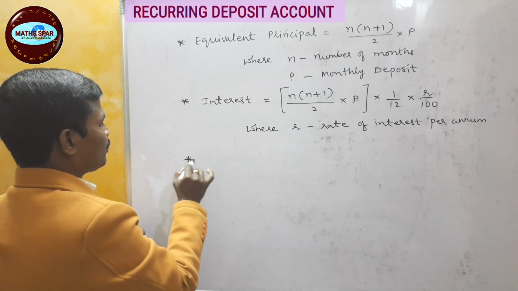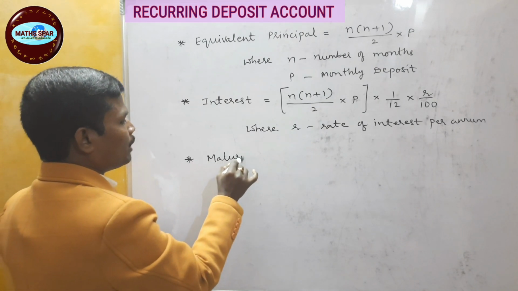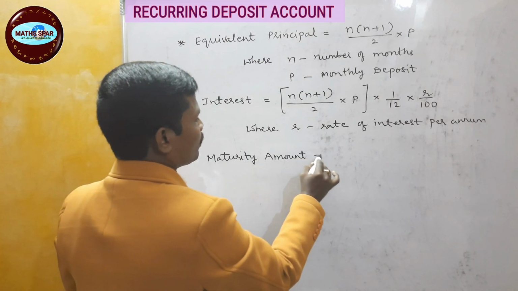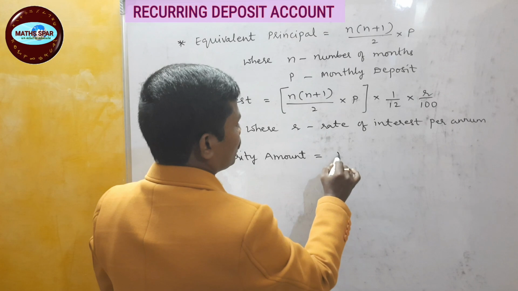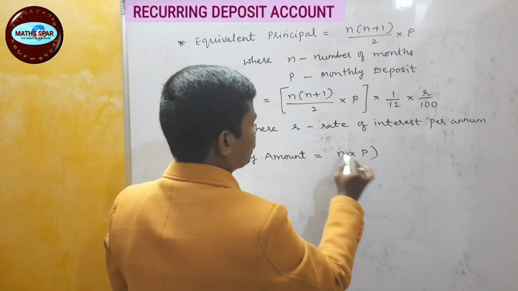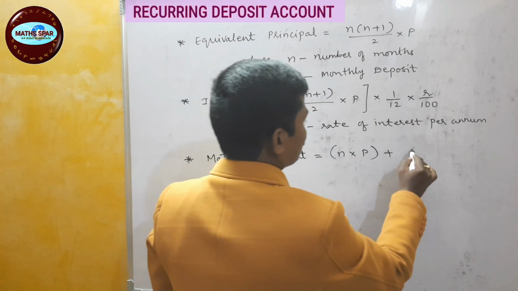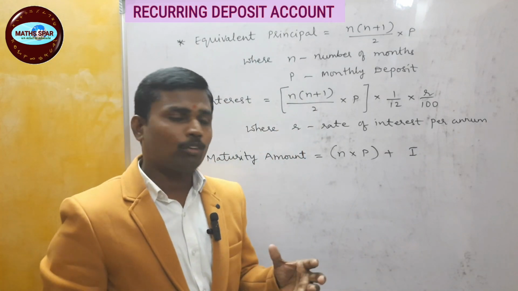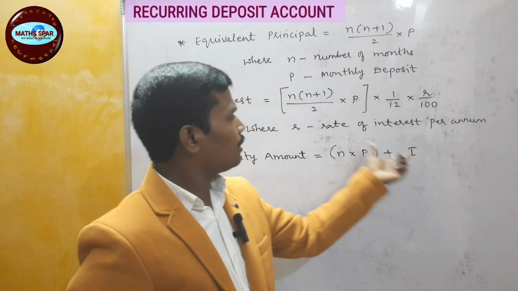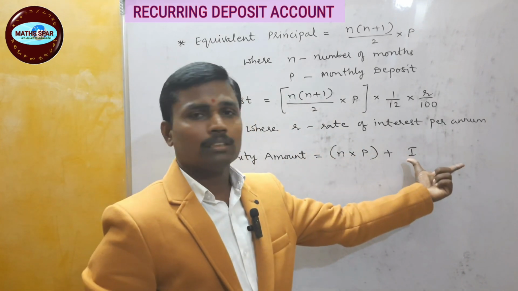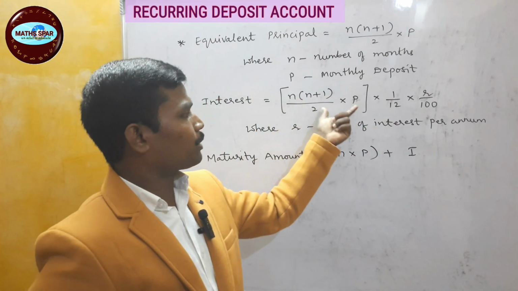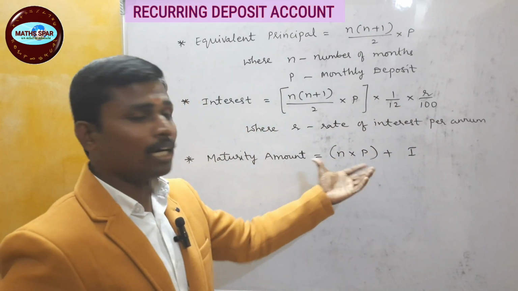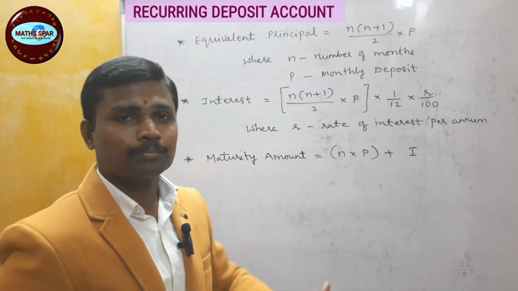Then finally maturity amount, that is number of months into monthly deposit plus I. So in some questions, in place of this I, you can replace this complete n into n plus 1 by 2 into P into 1 by 12 into R by 100 formula to solve the solution at a time.